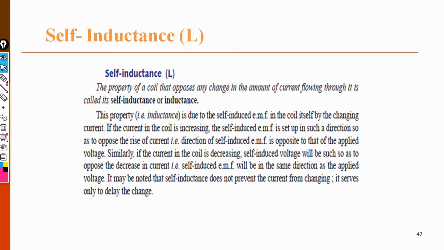Then the next point is self-inductance. Its symbol is capital L. Self-inductance is defined as follows: we have considered one coil. This is the one coil that opposes any change in the amount of current flowing through it. That means the property of a coil that opposes any change in current flowing through it is called self-inductance or inductance.